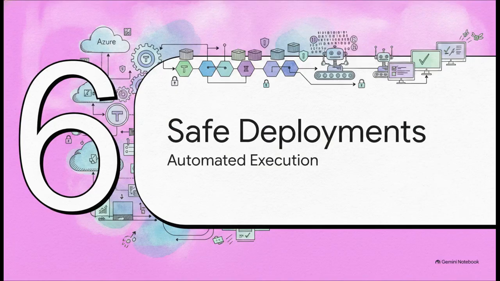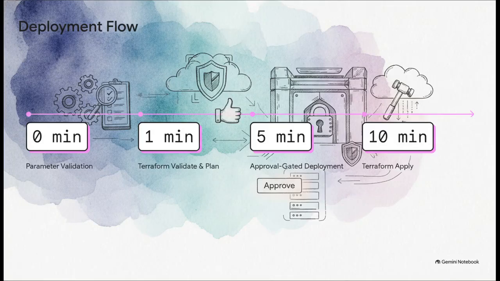Let's wrap things up with Section 6, Safe Automated Deployments. This timeline right here is your ultimate safety net. First up, parameter validation. The pipeline instantly fails if the user didn't explicitly select an environment and region. Then it runs validate and plan. After that, it literally hits the brakes at an approval-gated stage. It pauses execution completely until a real human reviews the plan and hits approve. Only after that verification does the final apply actually run against the cloud.